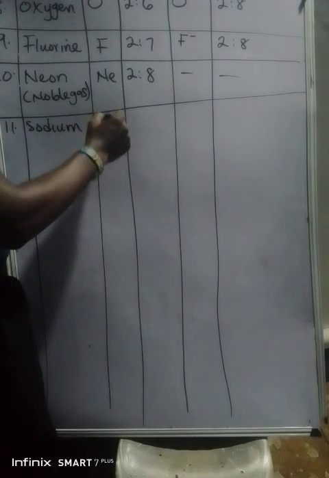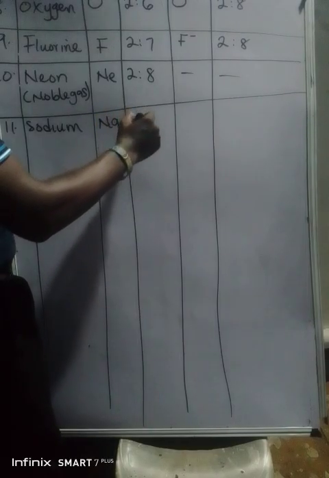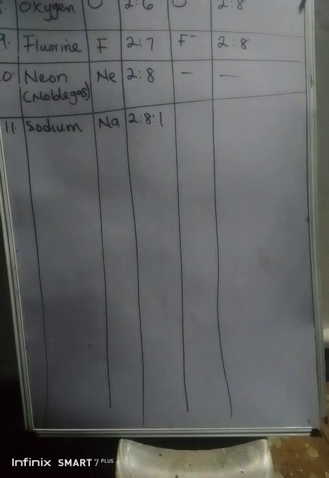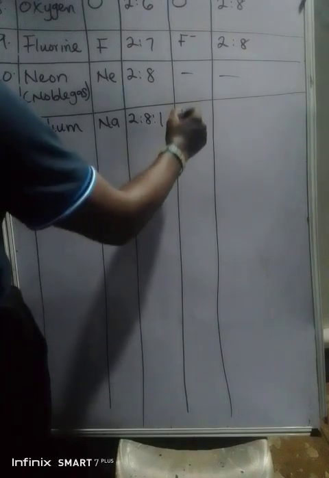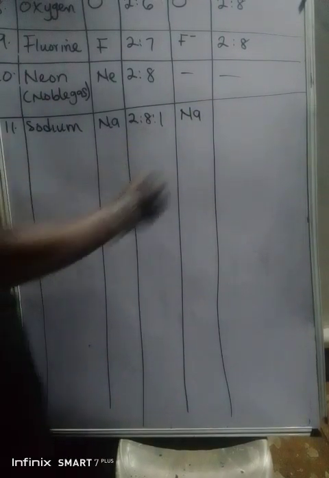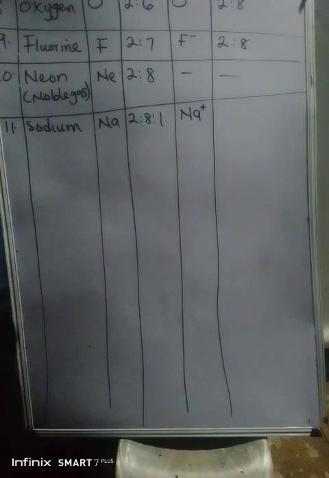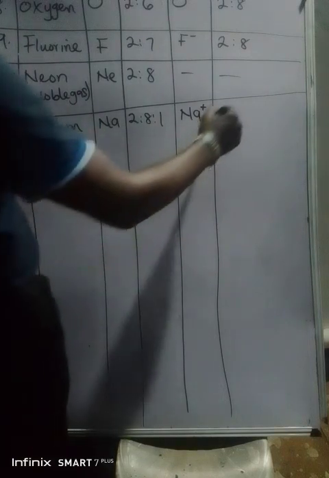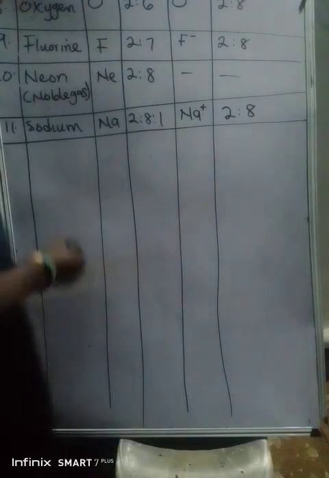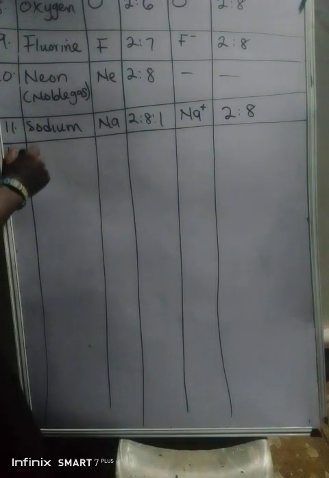The symbol of sodium is Na. So the configuration is 2, 8, 1. What do you think the symbol is now going to be? Na what? The outermost electron is 1. It loses that 1 and carries a charge and becomes Na plus. Then the new configuration becomes 2, 8, looking like neon. So the next one is magnesium.